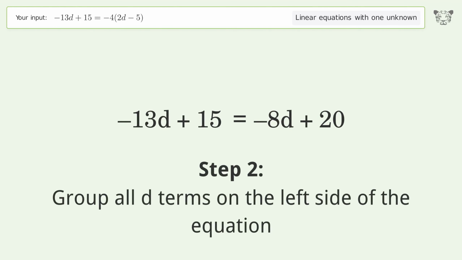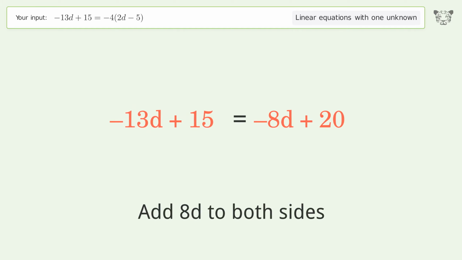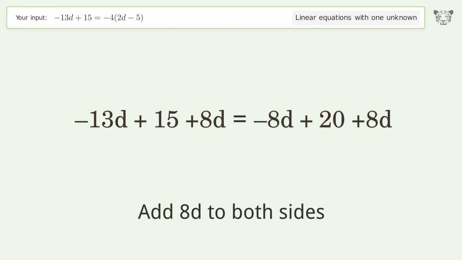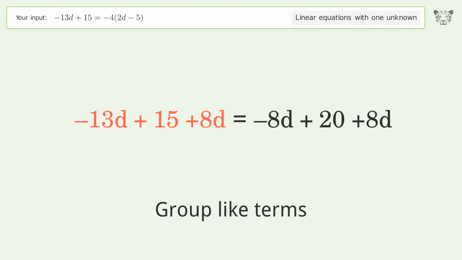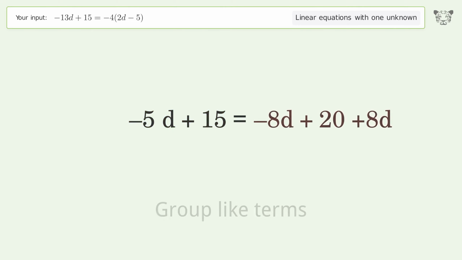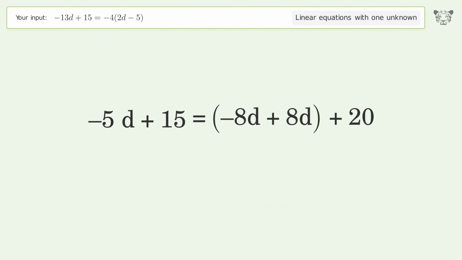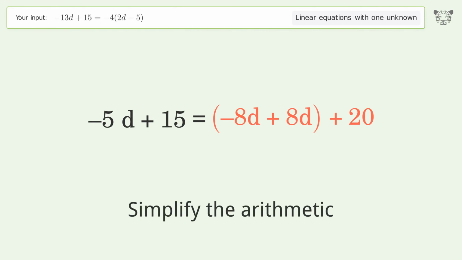Group all d terms on the left side of the equation. Add 8d to both sides. Group like terms. Simplify the arithmetic. Group like terms. Simplify the arithmetic.